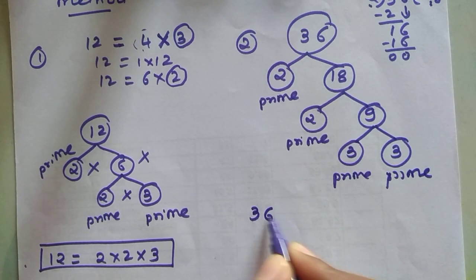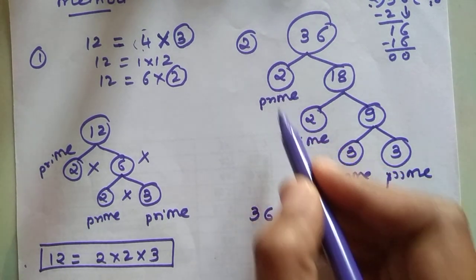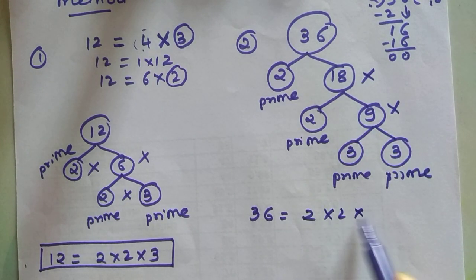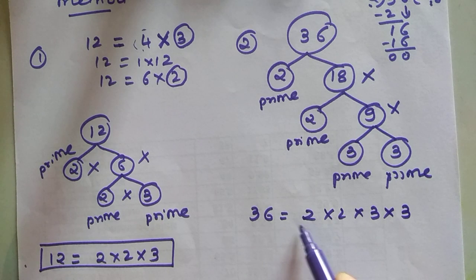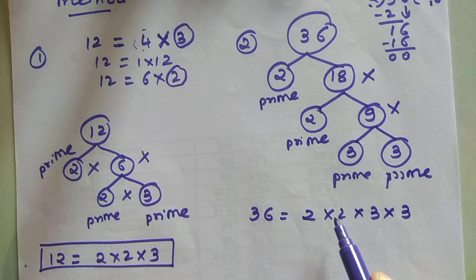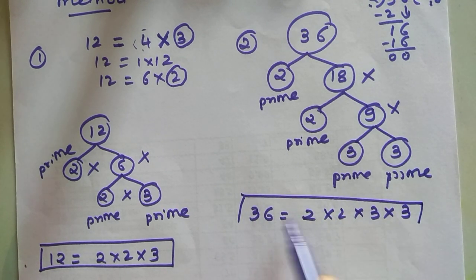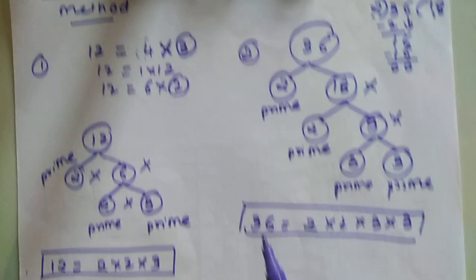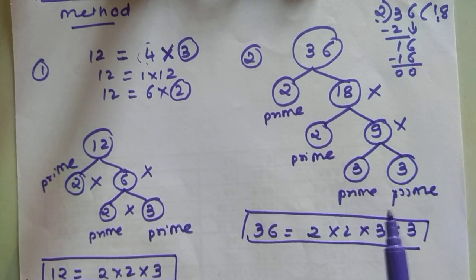Now write 36. Only take prime numbers, do not take composite numbers. 2 into 2 into 3 into 3. See children, if you multiply all these numbers, you should definitely get 36. 3 threes are 9, 2 twos are 4, 4 nines are 36. So this is called prime factorization. And what I showed earlier is normal factorization. 36 you can factorize as 9 times 4, because 9 and 4 are factors of 36, but they are not prime factors. In prime factorization we have to include only prime numbers.